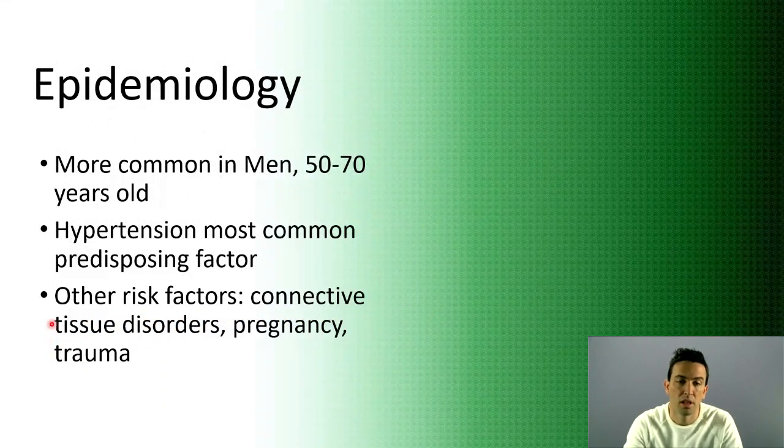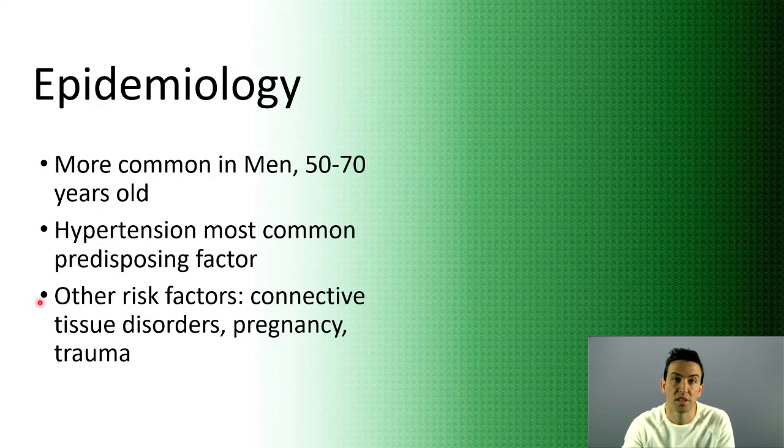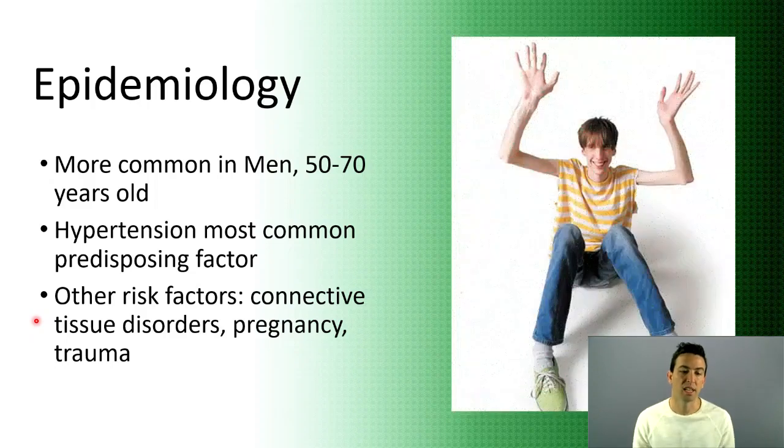Epidemiology. So this presentation will be most common in males age 50 to 70 years old. Keep in mind, this is going to be a review lecture. Aortic dissection can happen in all ages, and that's for a different discussion. But for here, we're going to keep it basic so you guys can get the answers right on the test. So clue in, male 50 to 70 years old. Most common predisposing factor for an aortic dissection is hypertension, which will make sense when we talk about the treatment. Other risk factors that they might throw in there for you will be like connective tissue disorders, pregnancy, trauma, something to that effect.